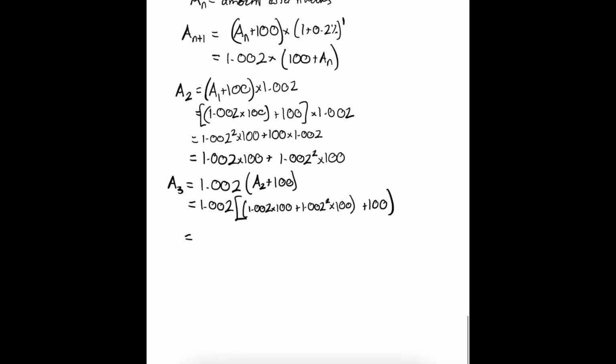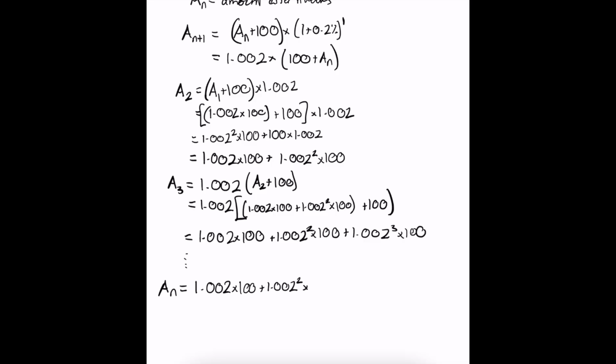And when we simplify this, what we end up getting is 1.002 times 100, which is what you get when you multiply these together. And then when you multiply by that and that together, what you then get is 1.002 squared times 100 plus 1.002 cubed times 100. And we can continue this pattern and go on and on, but hopefully what you can realize is that AN, which is the amount in the account at the end of n weeks, is 1.002 times 100 plus 1.002 squared times 100.